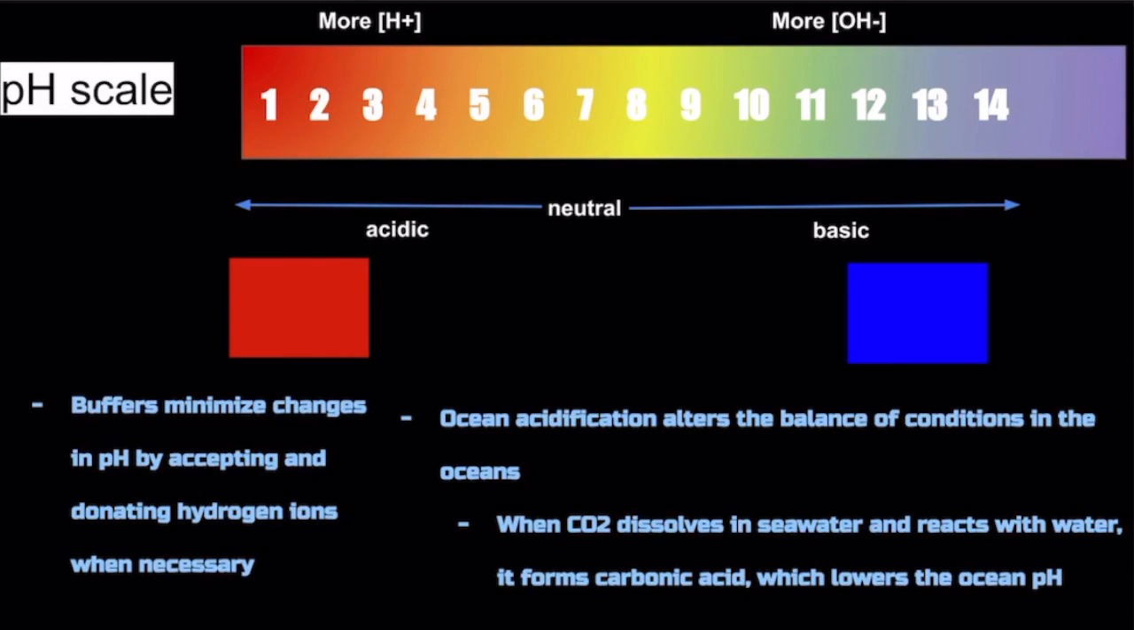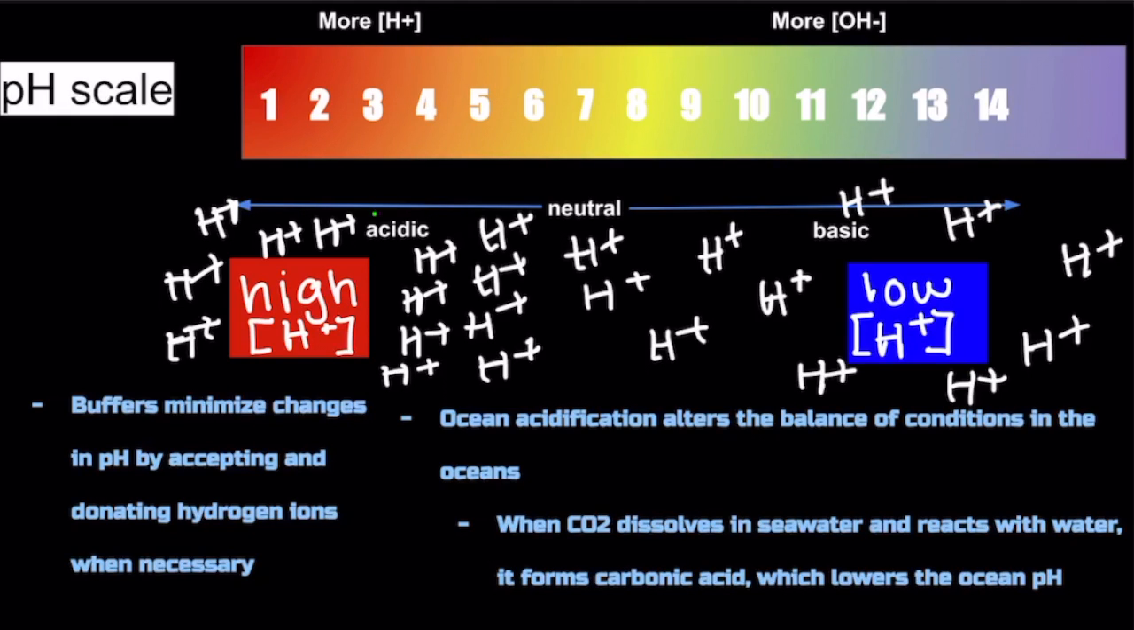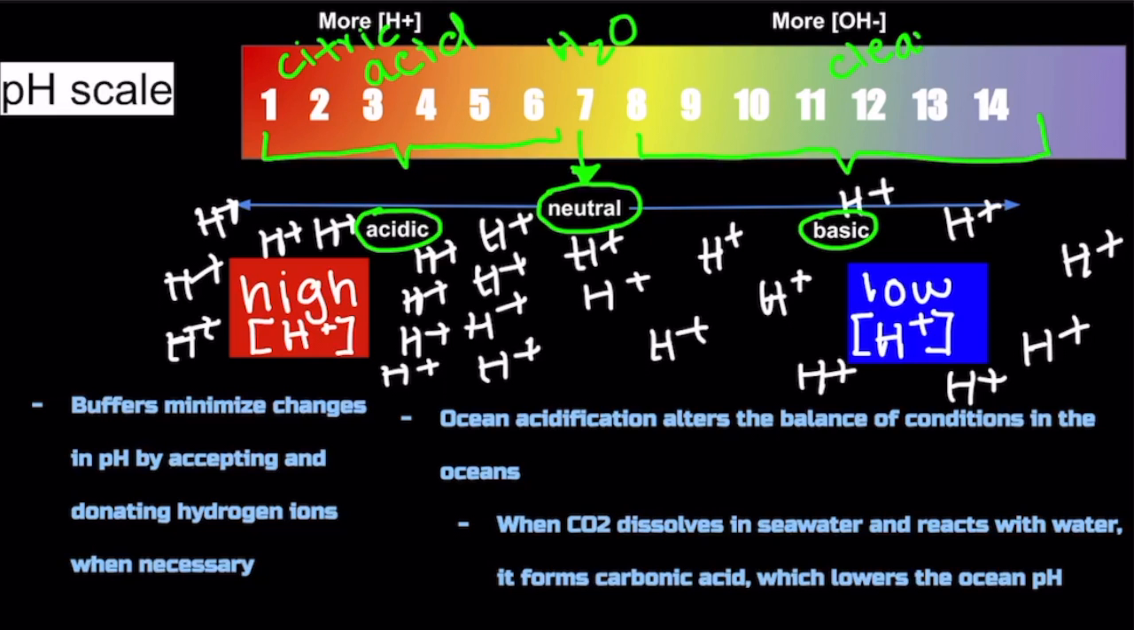Our pH scale ranges from 1 through 14, with a high H+ concentration at 1 and a gradual decrease until 14. The solution is acidic from 1 through 6, neutral at 7, and basic from 8 through 14. An example of a neutral solution is water, an example of an acidic solution is citric acid, and cleaning solutions are basic.